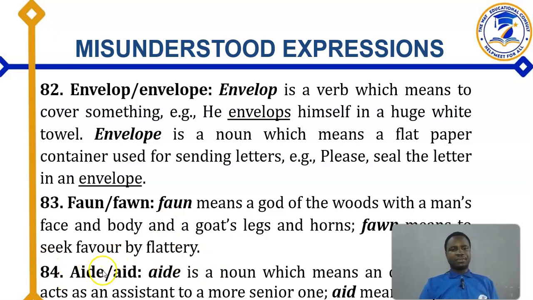Then you have number 84, aide and aid. The one with E after D, aide, is a noun, which means an officer who acts as an assistant to a more senior person, like a media aide, a publicity aide. You must have heard of an aide to the secretary, or to the speaker of the state, etc. Then AID, normal aid, means to help someone. When you aid, it means to assist or to help someone. So that one is a verb.